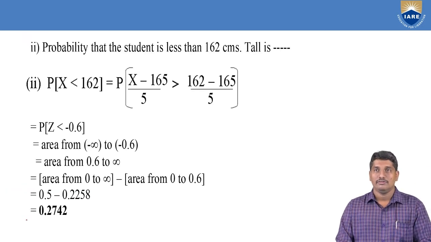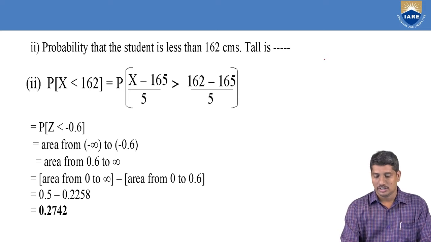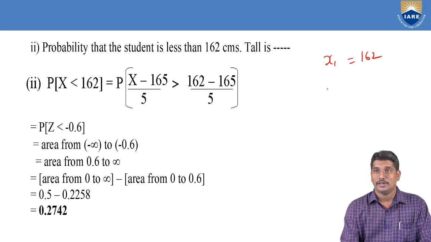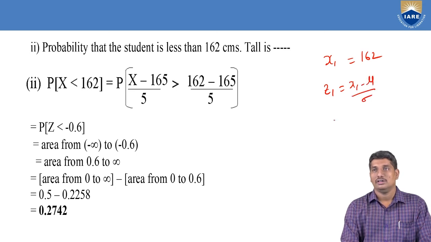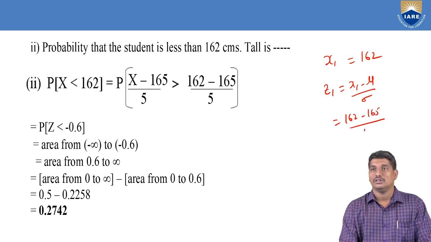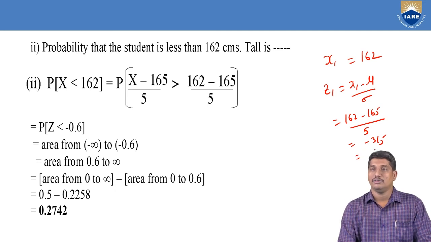Moving to the second bit, when you pick up a girl randomly, what is the probability that she will have a height of less than 162 centimeters? So here our x1 is 162, and by using the transformation formula, (x1 minus mu) by sigma, 162 minus 165 by 5, that is minus 3 by 5, which is approximately minus 0.67.